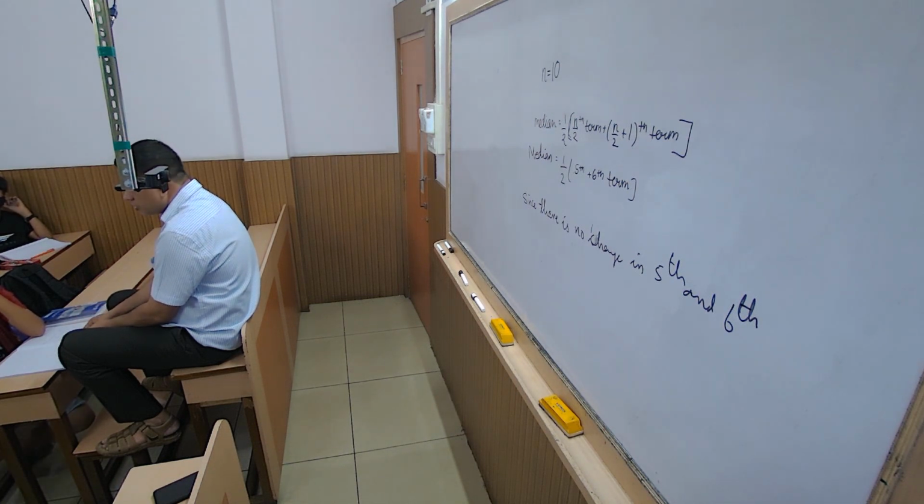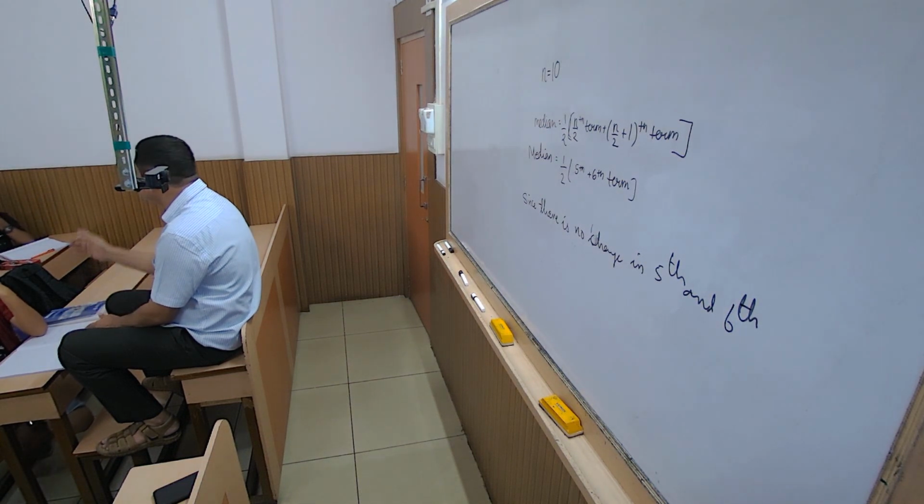You put a dot and write a capital letter, capital A, capital B, any capital letters you write. Now that is the point with mark.